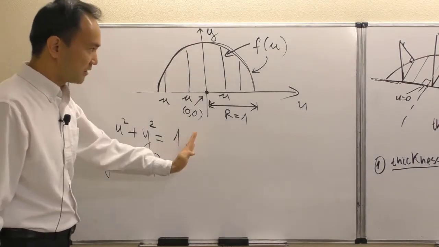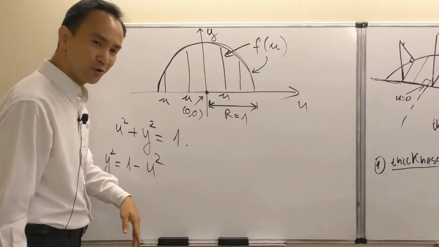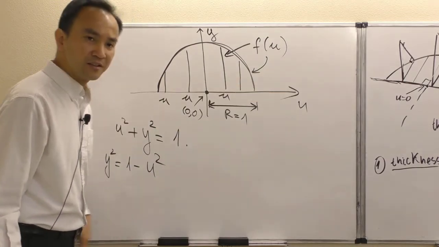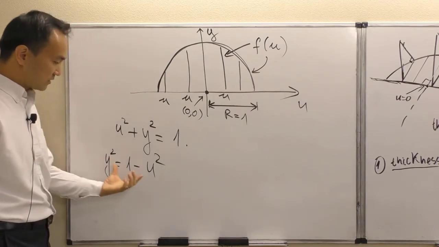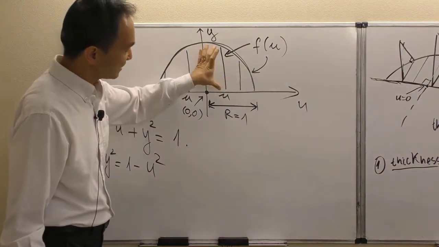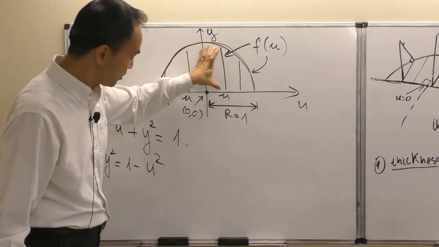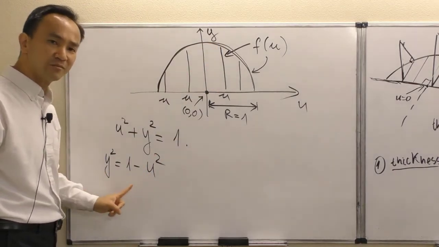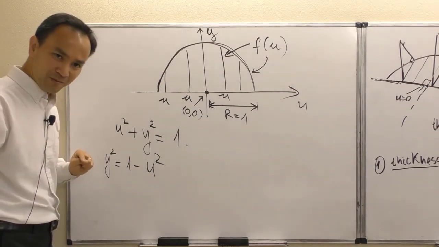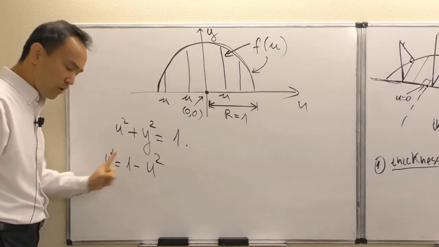Okay, and then I'm going to solve for y. The y variable is going on the vertical axis. The u variable is going on the horizontal axis right here. So now I want the height here to be represented as the output of a function in terms of u. That's why I'm solving for y in terms of u out of this equation. Okay, and so now I'm going to take the square root of both sides.